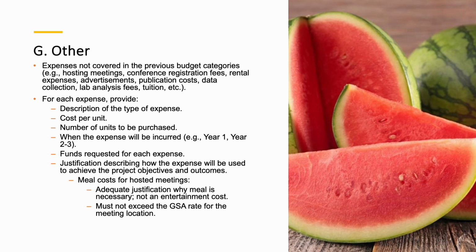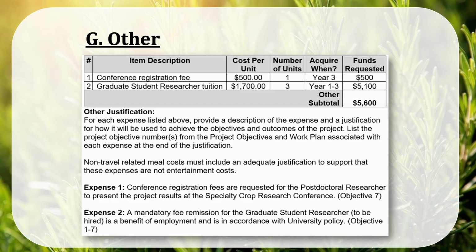Note that if costs for meals or refreshments for meeting attendees are requested, a reasonable justification is needed to support that the meal is necessary and clearly demonstrates that the costs requested are not entertainment costs. Be sure to provide the estimated number of attendees and the cost per meal, which cannot exceed the GSA rate for the meeting location. In this example, there are two expenses.